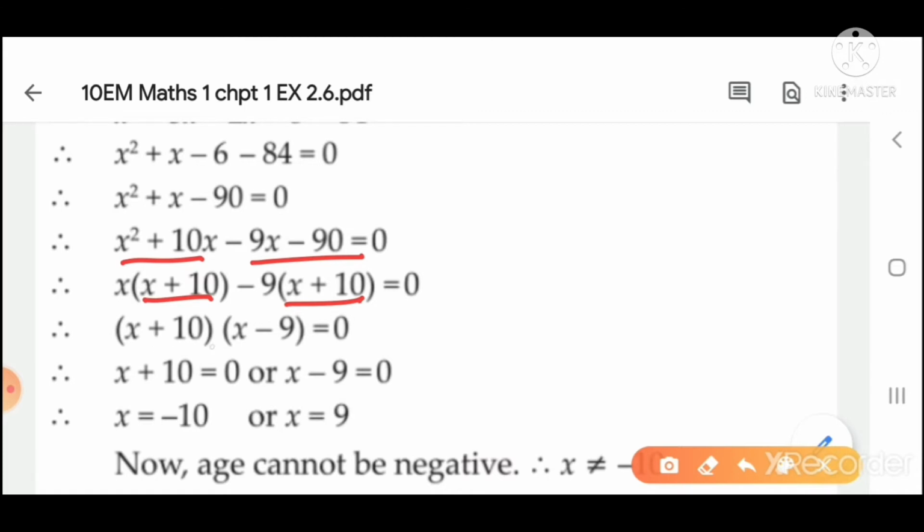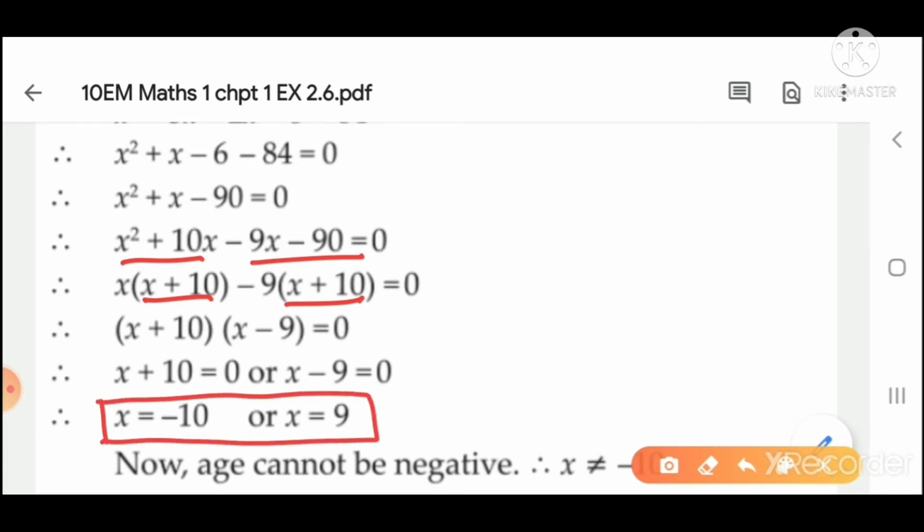Twice is there, you write only once, and the second product is x minus 9 equal to 0. So x plus 10 equal to 0 or x minus 9 equal to 0. So plus 10 goes to the right hand side and becomes minus 10, minus 9 goes to the right hand side and becomes plus 9. So x is equal to -10 and x is equal to 9.